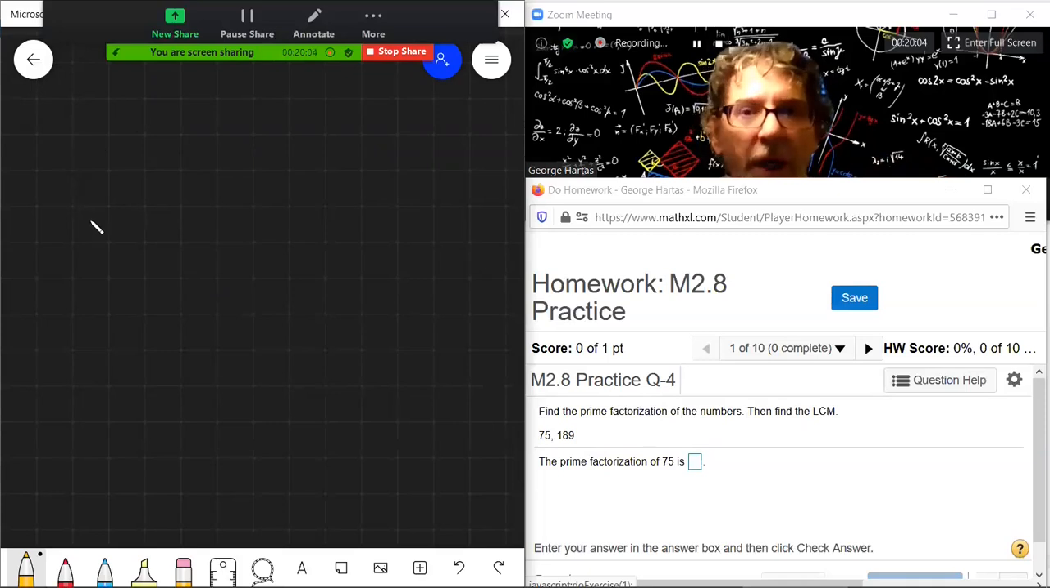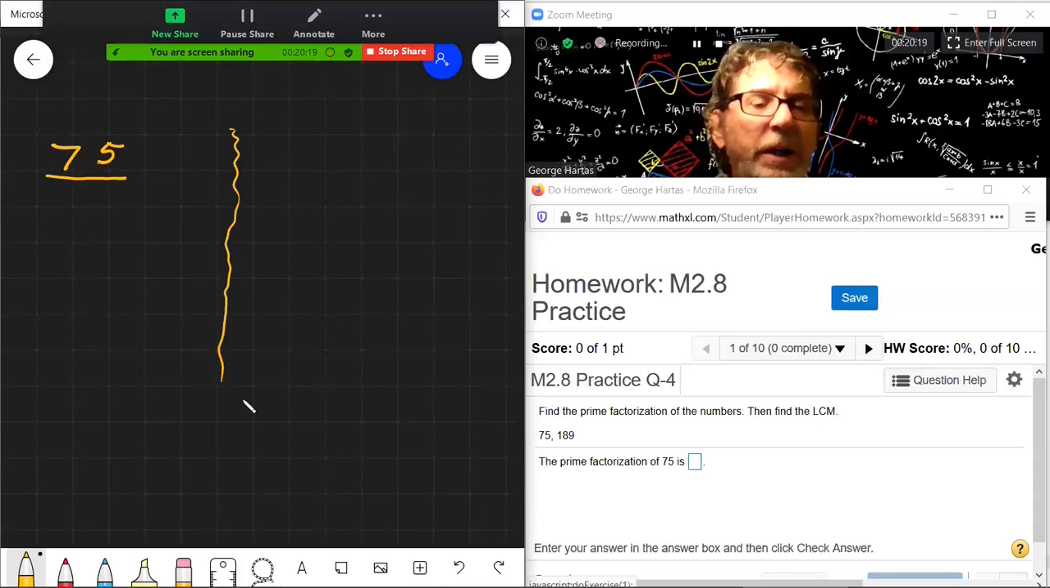So step number one is we have to break both numbers down into the prime factorization. So I'm going to put the 75 here. I'm going to create a factor tree here, and then I'm going to put a divider here on purpose, and I'll show you why later, and I'm going to put 189 here. And I'm going to break this down using the factor tree. So let's start over here.